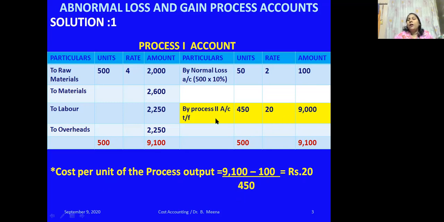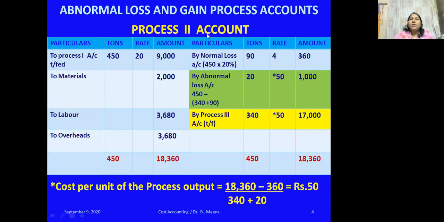So 450 into 20, 9,000 is the value. So this value, which is shaded in yellow color, will be transferred to the process 2 account as an input on the debit side. Okay. So I think you now have a clear understanding of how to prepare the process 1 account as per this problem. The next is the process 2 account.